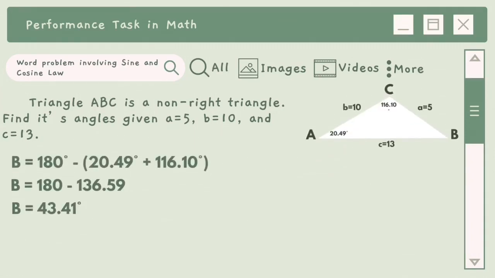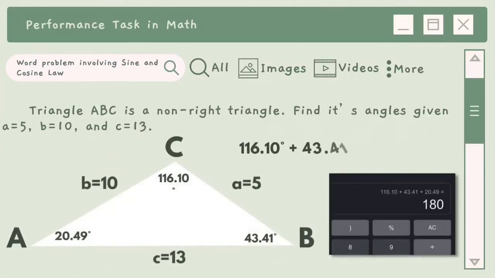Lastly, to find B, we add the two previous angles we calculated, which is 20.49 degrees and 116.10 degrees. After adding that, we subtract it by 180. So 180 minus 136.59 is equal to 43.41. So our B is equal to 43.41 degrees.